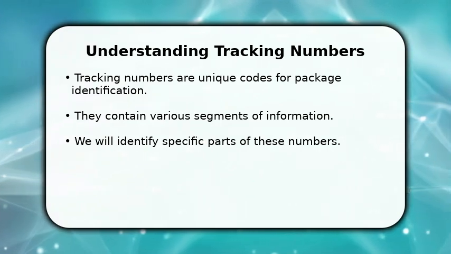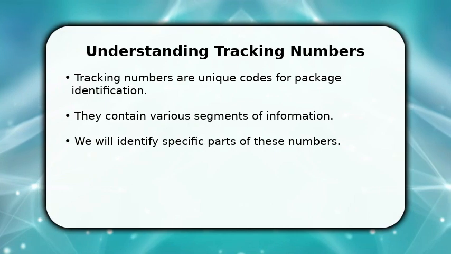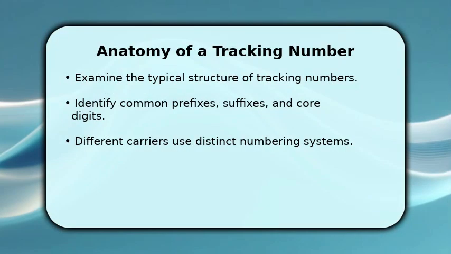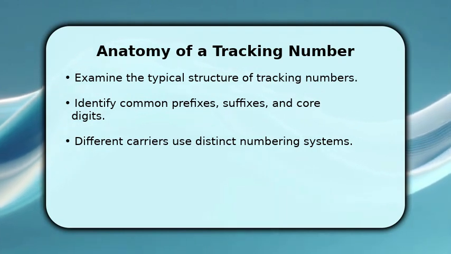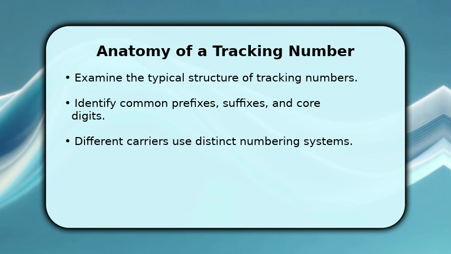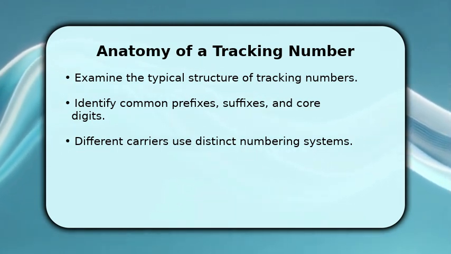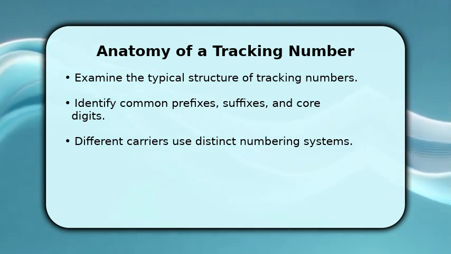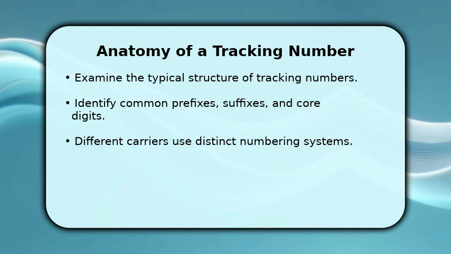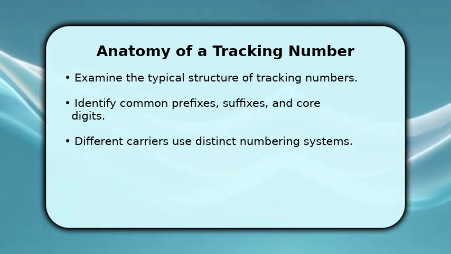This process involves recognizing common patterns and understanding what each segment represents. Most tracking numbers follow a predictable pattern, often consisting of 10 to 22 alphanumeric characters. These characters are not random, they are organized into distinct sections. For instance, the first few digits might indicate the carrier, while the last few could be a checksum. Understanding these common layouts is your first step in deciphering the information held within the tracking number itself.